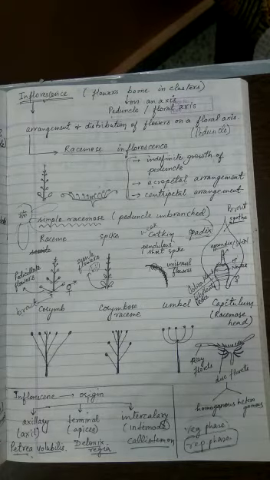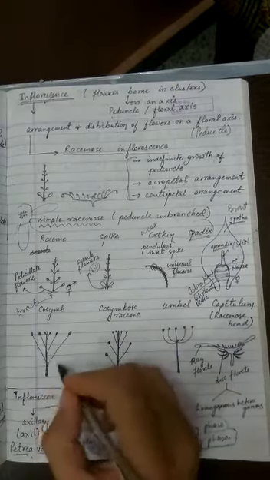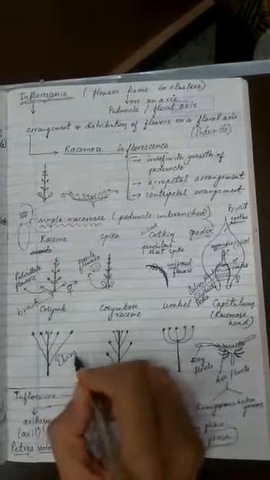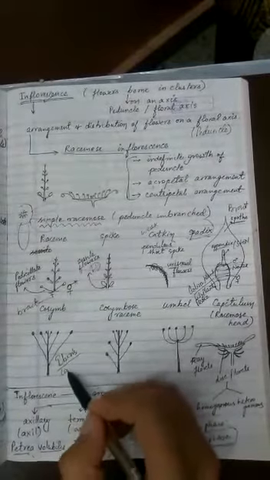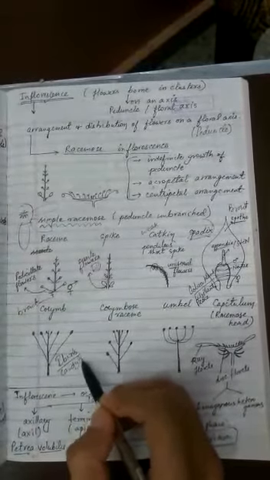Example is candy tuft, Iberis. There are many plants. Easiest example is candy tuft.